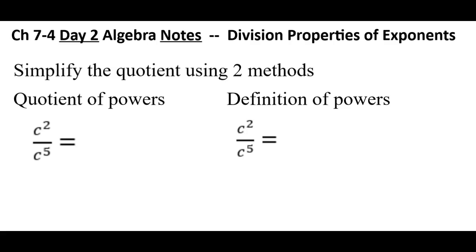Okay, when I'm looking at this, what was my rule just now? If I've got two things divided together, what am I going to do with their exponents? Minus. Okay, so let's do this with it written out. So C times C, and then C times C times C times C times C. That's a weird looking C, but you get the idea.